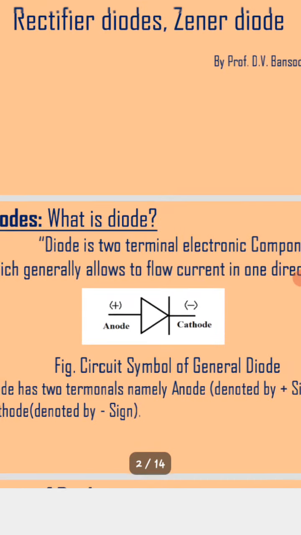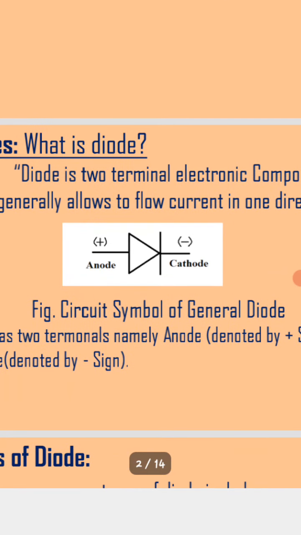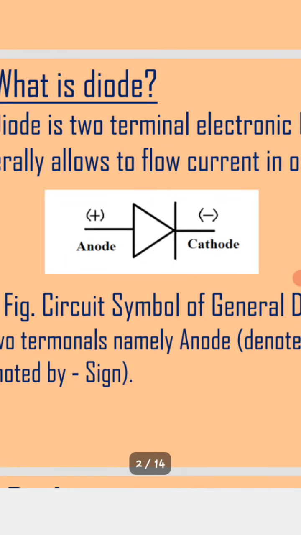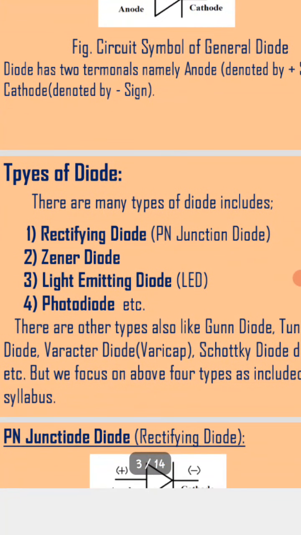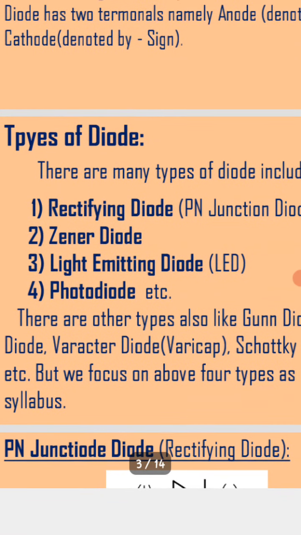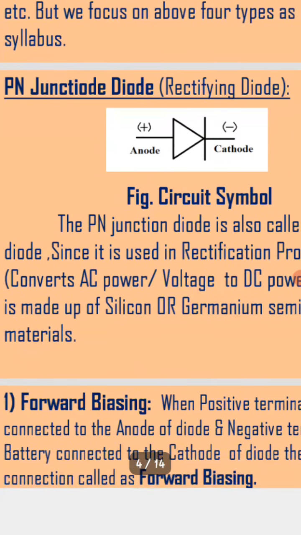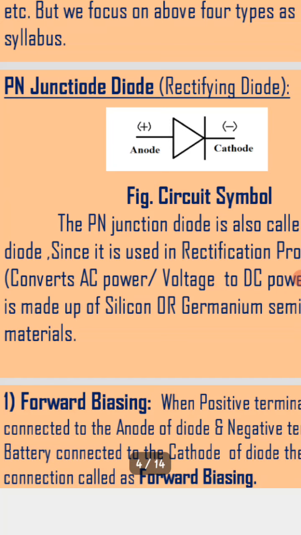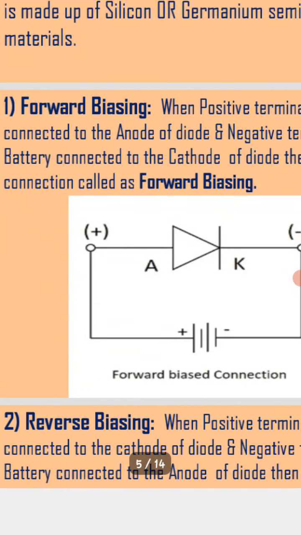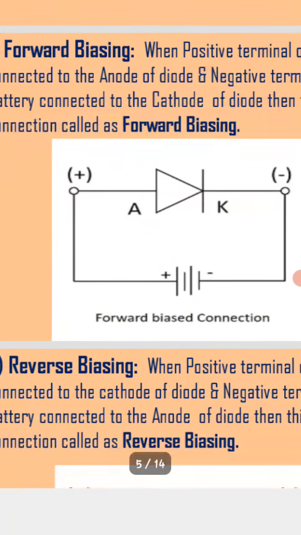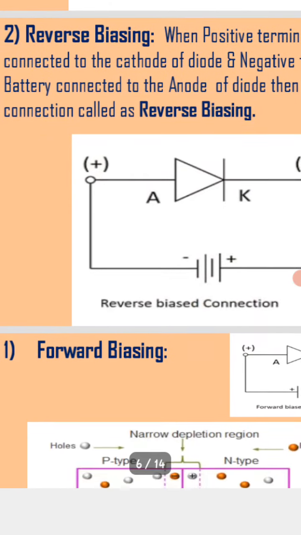What is a diode? A diode is a two-terminal device which allows the current to flow in one direction. This is the symbol of a rectifying diode. These are the four types of diode which we have to study. The junction diode is also called the rectifying diode. There are two modes, forward bias mode and reverse bias mode.